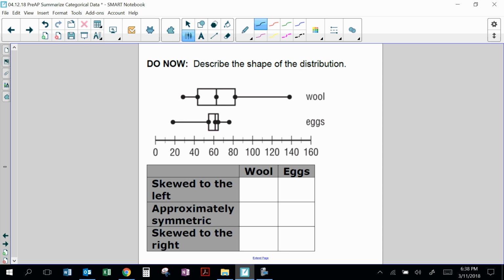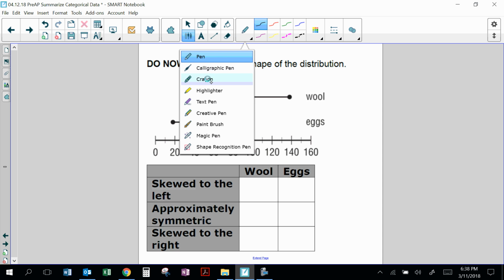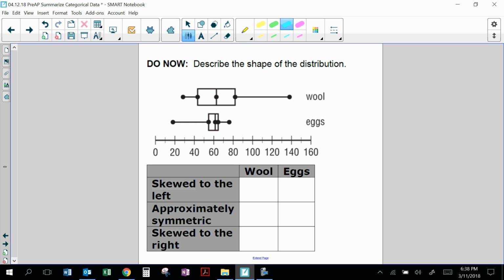So describe the shape of the distribution. So we see wool here and eggs here. Is it skewed to the left, approximately symmetrical, or skewed to the right? So let's do our first one. Highlighter. This one is right here. Wool is skewed more to the right, while in eggs, this is way longer, so it's more skewed to the left.